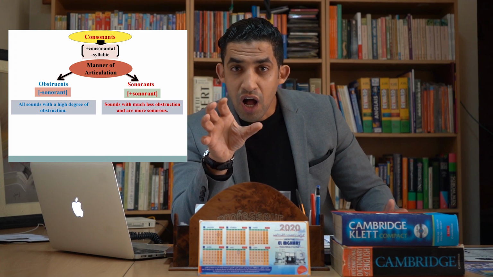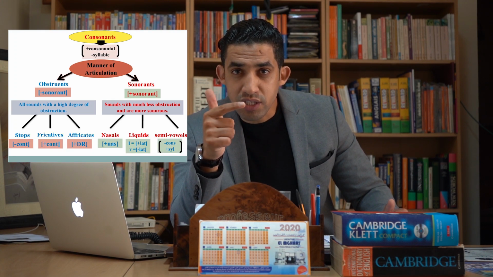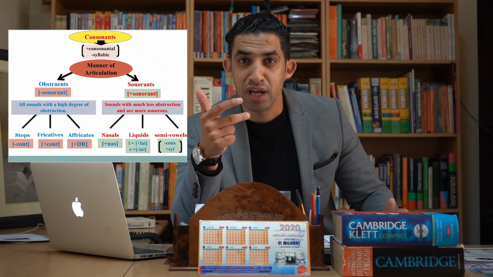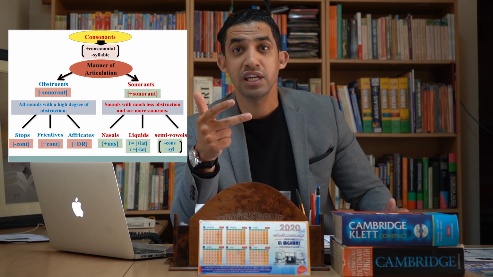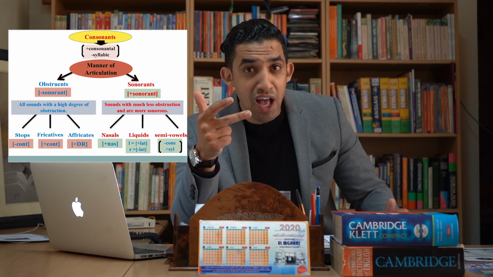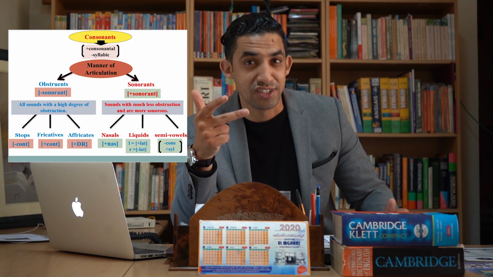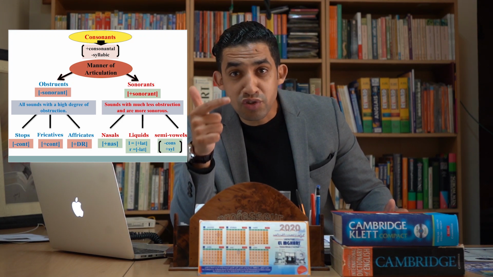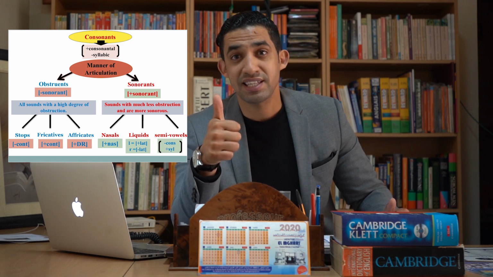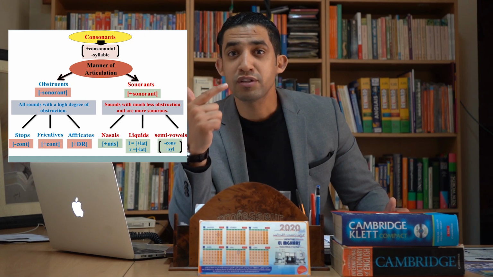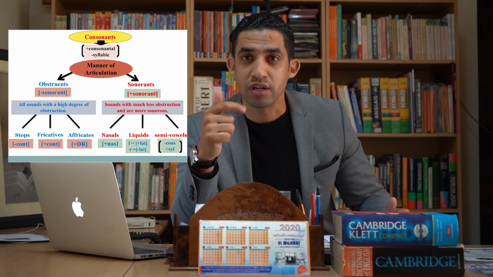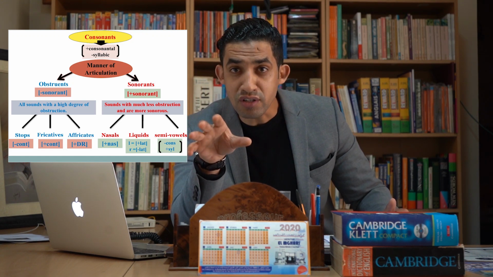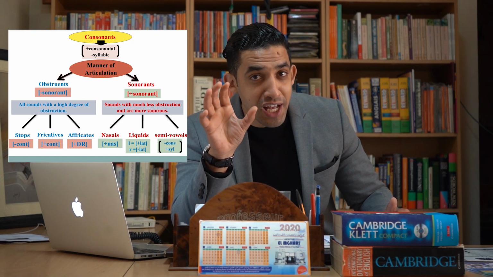The sonorants are the nasals, the liquids, and the semivowels. The nasals m, n, and ng are plus sonorant, and because they are nasal, they are plus nasal. And the liquids l and r are also plus sonorant, but l is a plus lateral sonorant, but r is a minus lateral sonorant. Semivowels, the w and the y, are plus sonorant, but they are not considered as consonants.